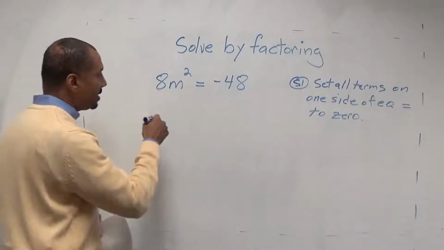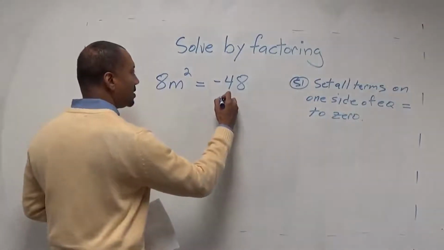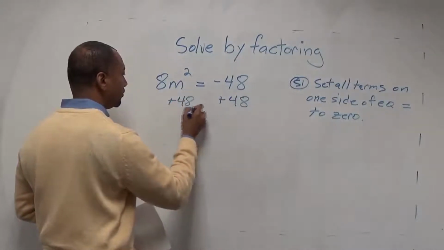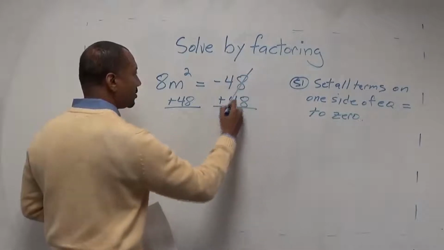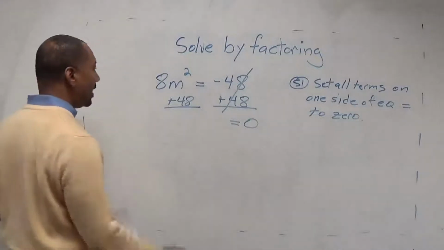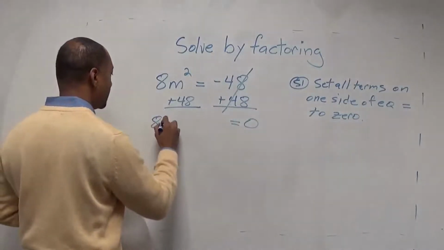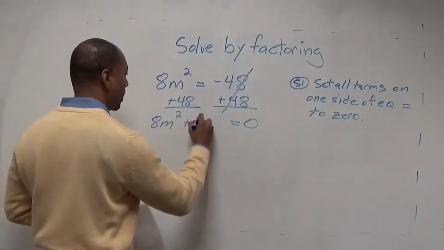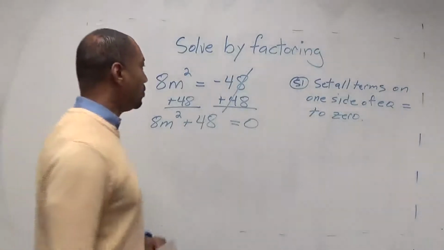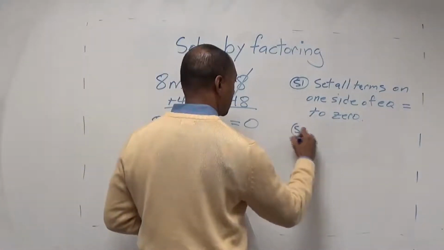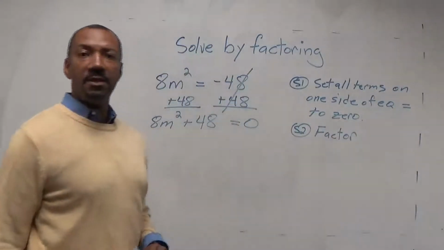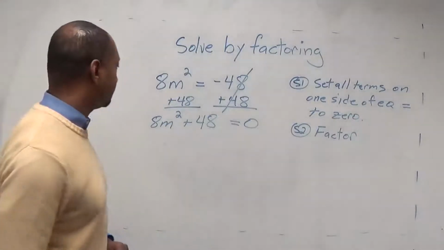So in order to achieve that in this particular problem, you are going to have to add 48 to both sides. Doing that will give you the 0 that you want on one side, and on the other we have 8m squared plus 48. That's step one. Step two will be to factor. Let's go ahead and do that.